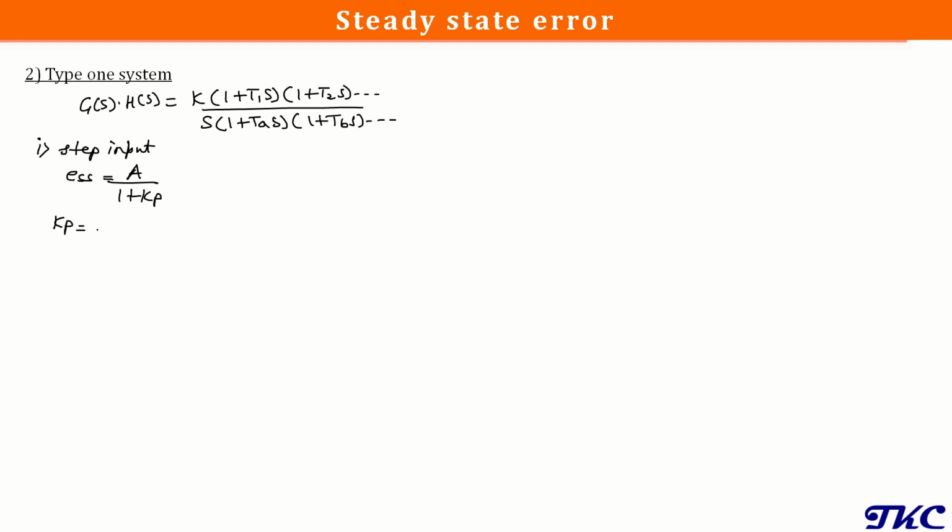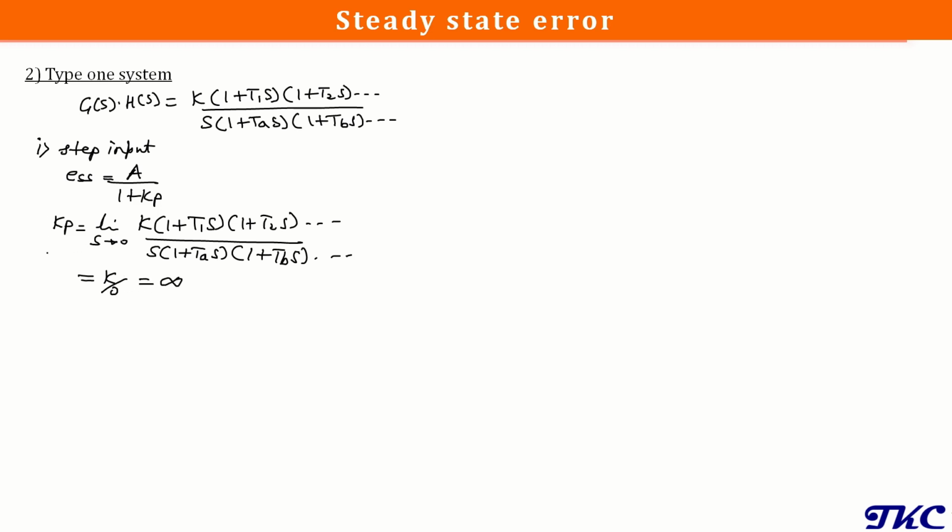Kp, we know, is given by limit s tends to 0 of G(s)H(s), so in place of G(s)H(s) we'll be substituting this value. It will be K(1 + T1s)(1 + T2s) and so on, divided by s(1 + Tas)(1 + Tbs) and so on. Now when we substitute the limit, the brackets are going to give us 1. But since in the denominator we are having s, it becomes K by 0, and now it is going to give us infinity.